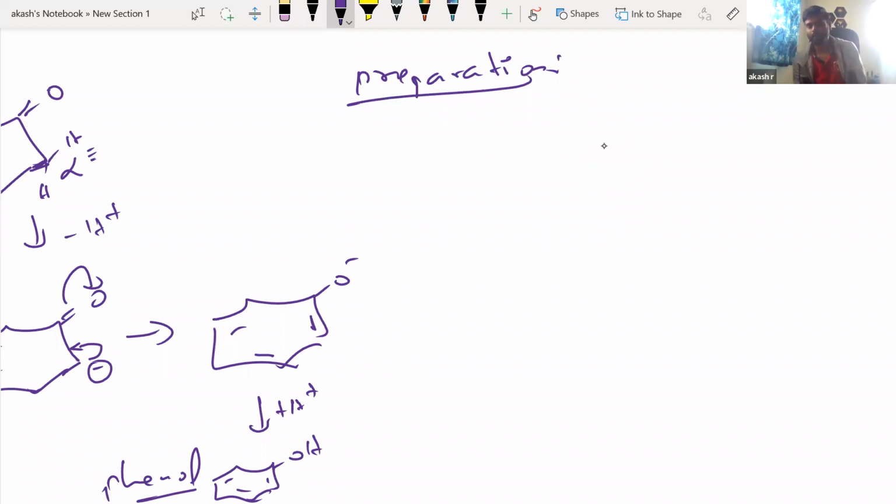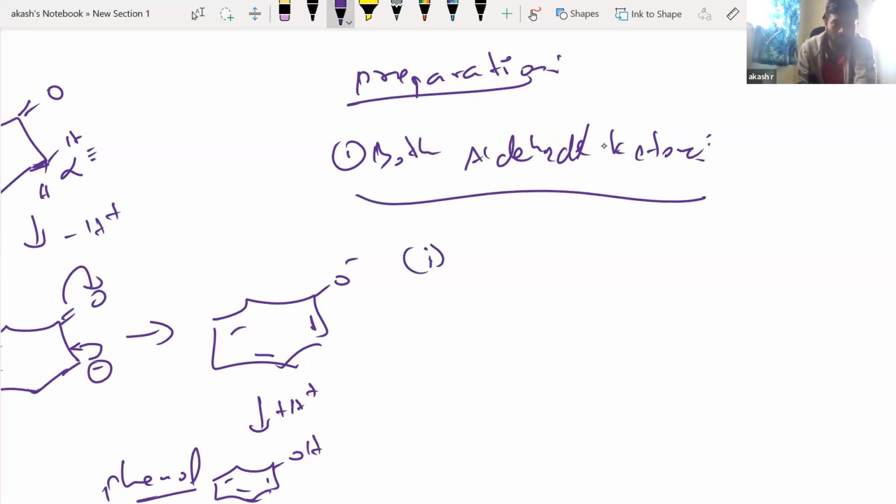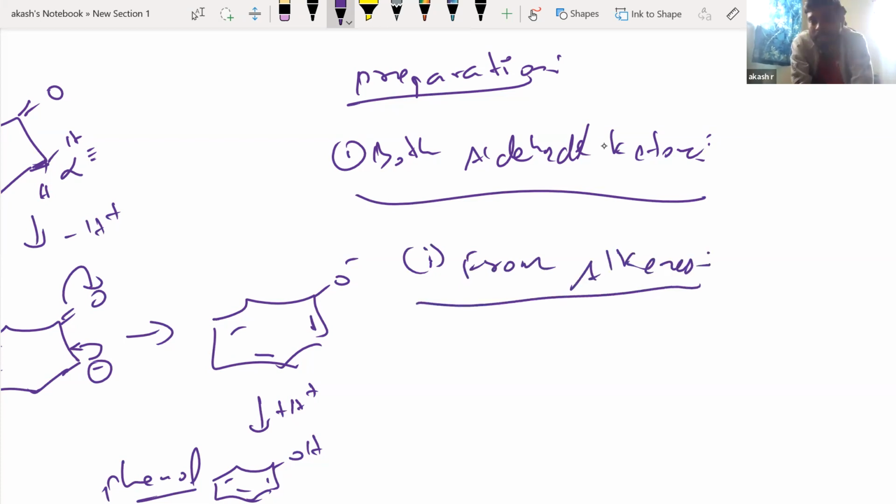Now there are preparation methods by which you will be able to produce only aldehyde, no matter what. And there are reactions where you can produce only ketone, no matter what. And there are methods by which you will be able to prepare both aldehyde as well as ketone. We will first look into the methods by which you will be able to prepare both aldehydes and ketones. Any of these can be produced with the same method. Under this, the first one is from alkenes. From alkenes, we are actually going to produce aldehydes and ketones.